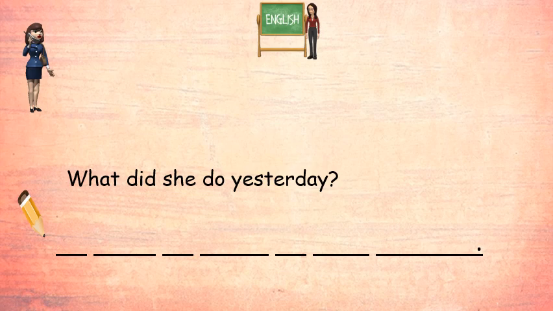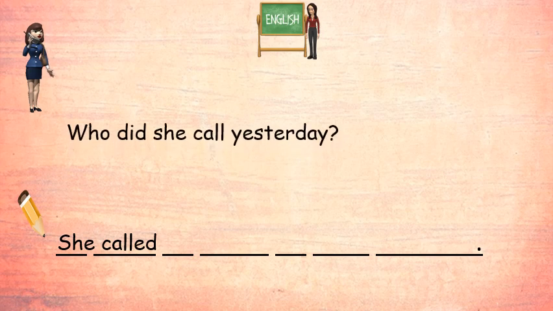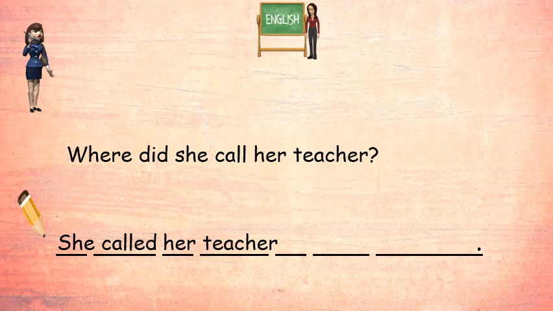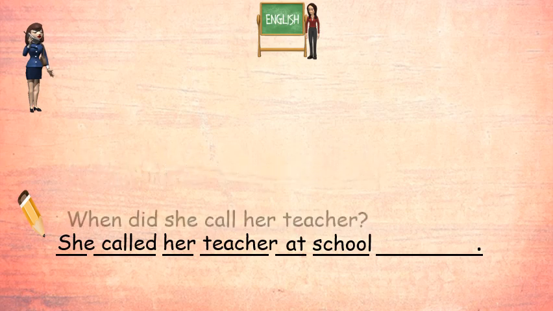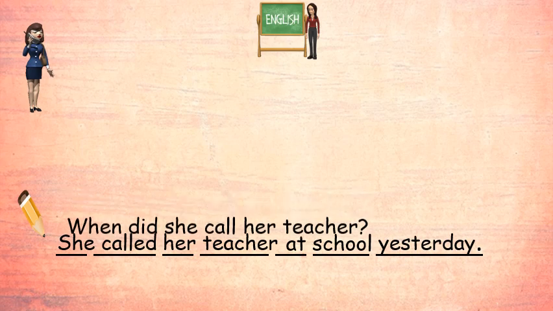What did she do yesterday? Try to write the answer. She called. Who did she call yesterday? Her teacher. Where did she call her teacher? At school. When did she call her teacher? Yesterday.